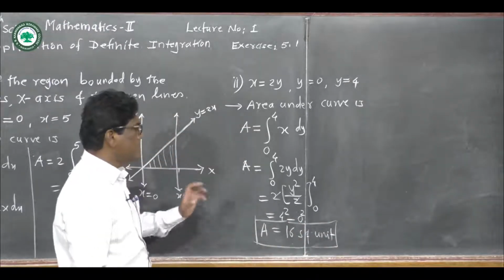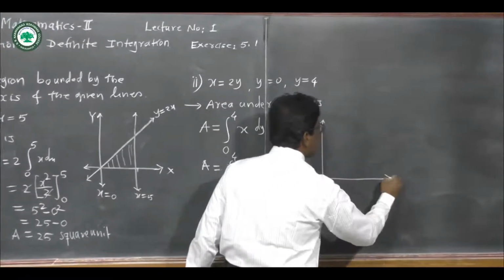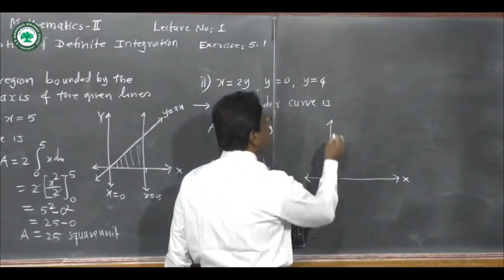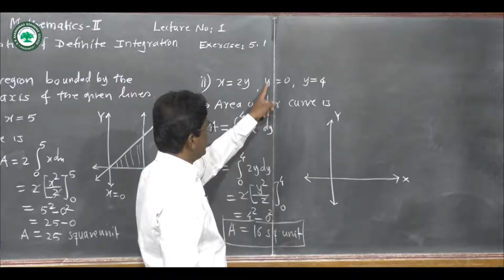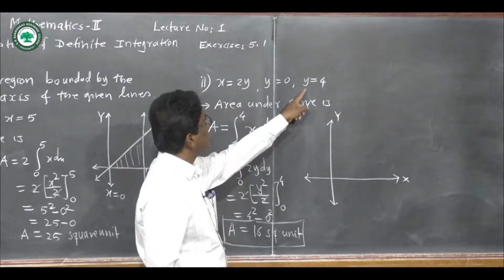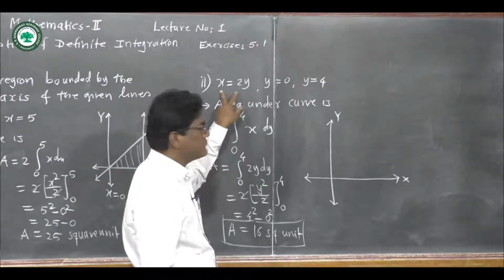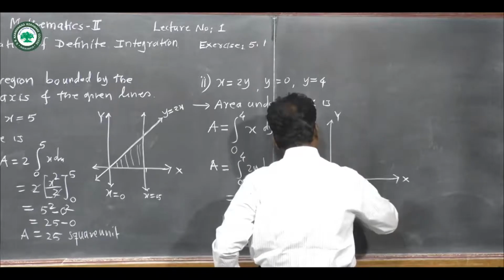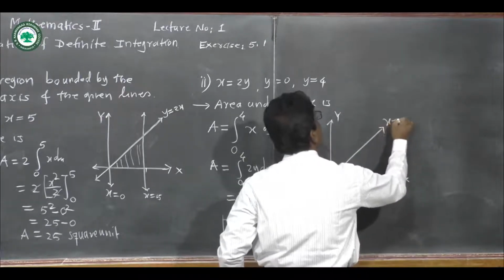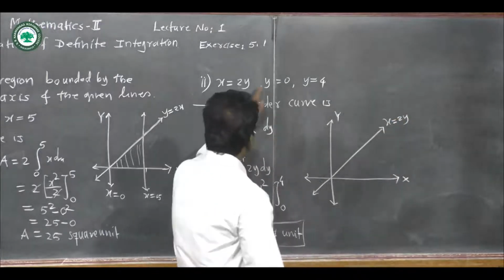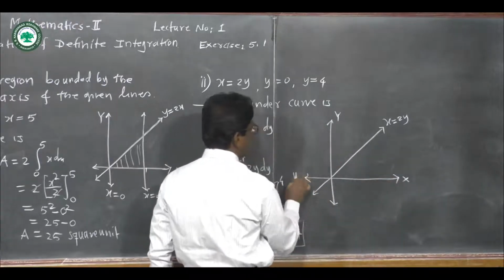Now if we want to draw the figure of this, suppose x-axis and y-axis. Now here limits are y is equal to 0 and y is equal to 4. Also here x is equal to 2y. This is the equation of a straight line. So this is a straight line. Consider this as x is equal to 2y. Now y is equal to 0 and y is equal to 4. y is equal to 0 means the x-axis.